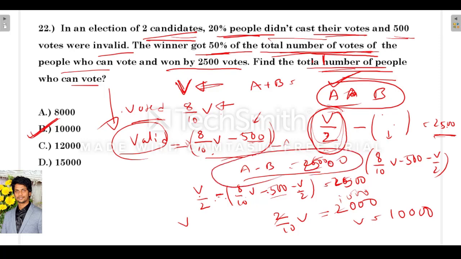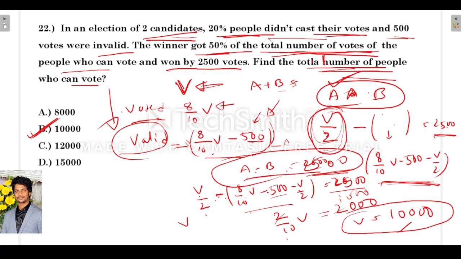Okay. So the number of votes got by A plus the number of votes got by B will be our valid votes, right? So valid votes minus votes got by A will be the number of votes B has got. As we know that A won the election with 2500 majority, A minus B will be 2500. So V by 2 minus the number of votes got by B will be 2500. So upon performing the calculation, the number of people in the voter list will be 10,000.